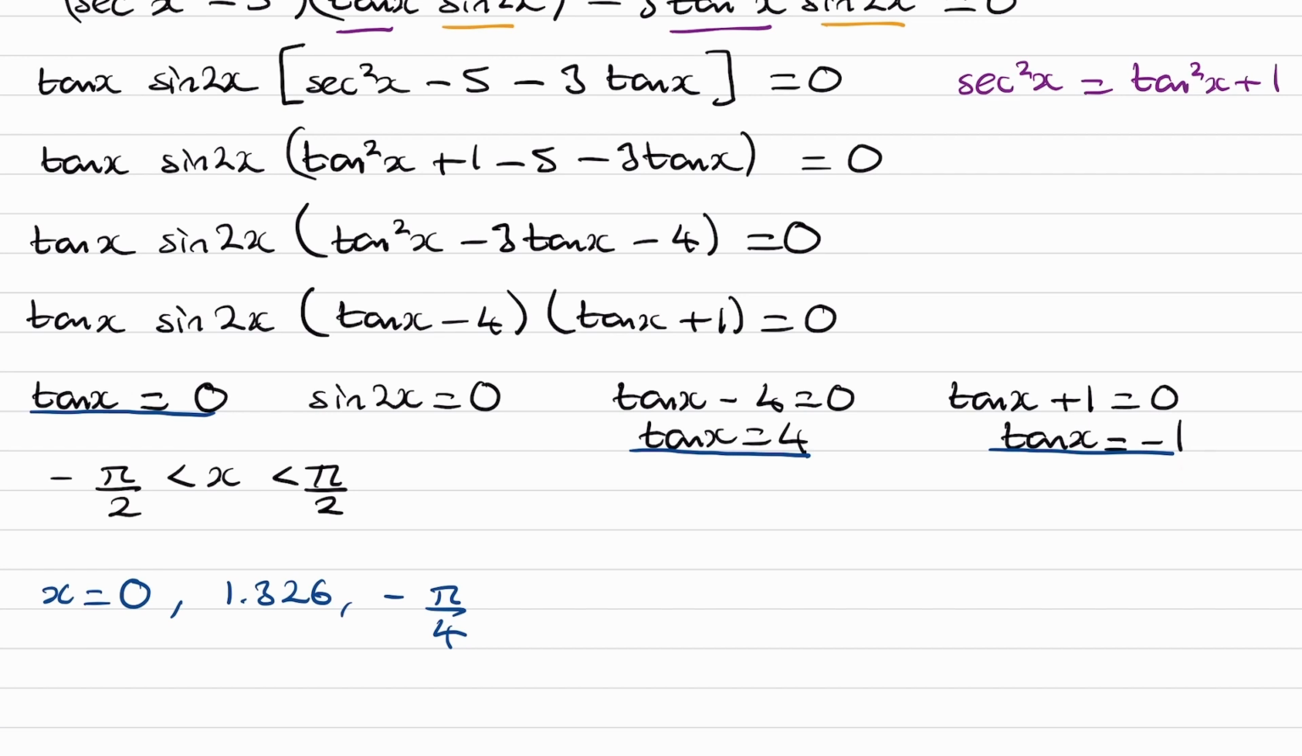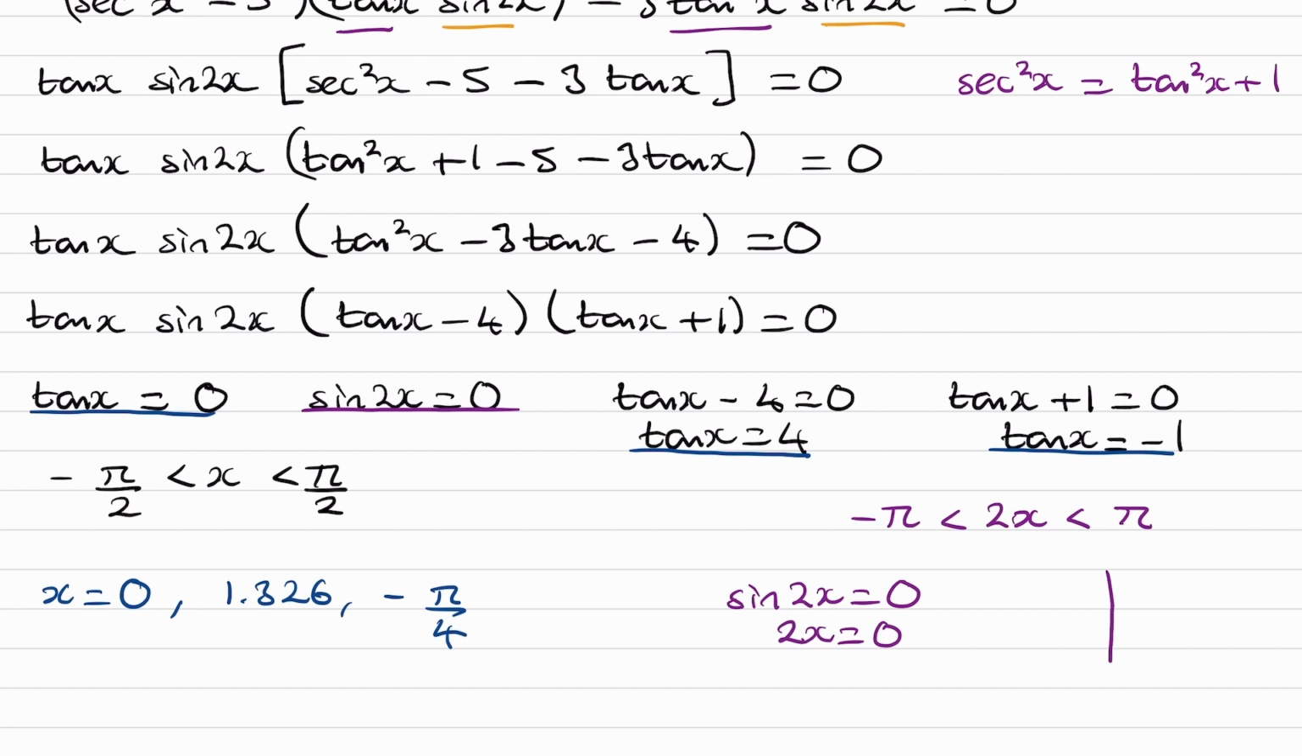And now we can move on to sine 2x equals 0. So we have inside our sine function 2x. So for that reason, I'm going to change the domain. Multiply the domain by 2, we end up with minus pi is less than 2x, which is less than pi. So we're solving sine 2x equals 0 in this interval of minus pi to pi. Inverse sine of 0 is just 0, so 2x is 0.